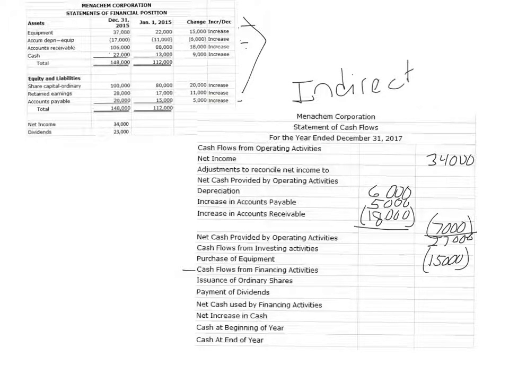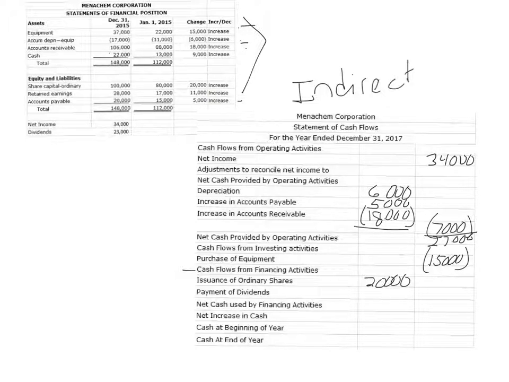If an increase in assets which have a debit balance are shown as a decrease in the statement of cash flows, then an increase in the items that have a credit balance, such as liabilities and owner's equity, ought to stay positive because they're going to have the opposite side effect. So issuance of ordinary shares of 20,000 is going to be a positive number.